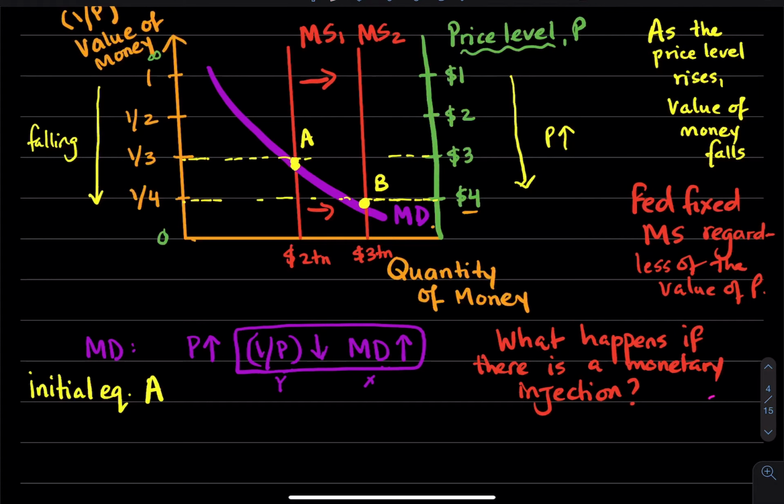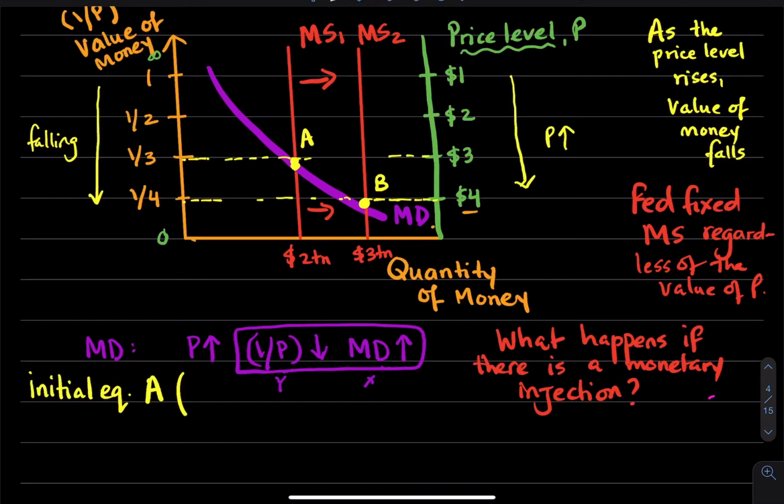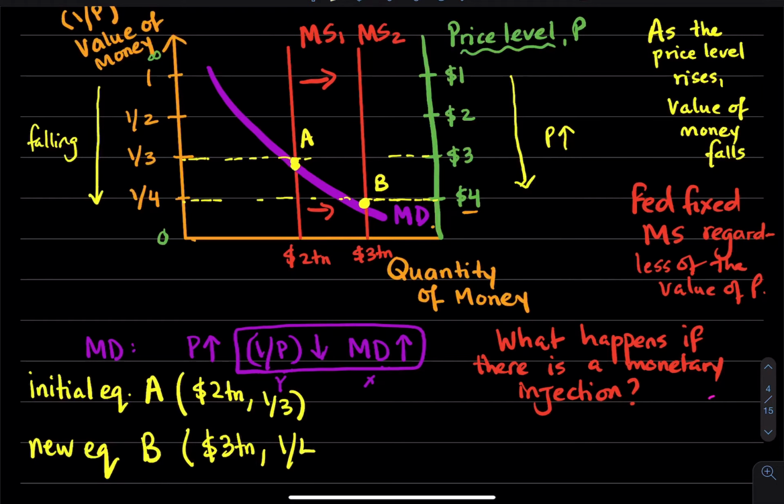So you have point A at which the quantity of money was $2 trillion. This is your x-axis, this x coordinate. And the value of money was 1 over 3. At point B, which is your new equilibrium after that monetary injection has taken place, the x coordinate is 3 trillion and the value of money has fallen.